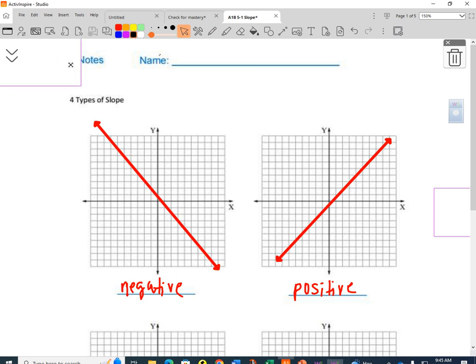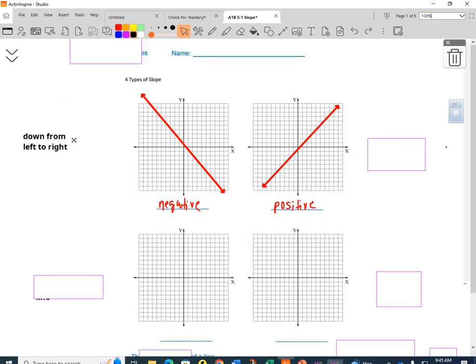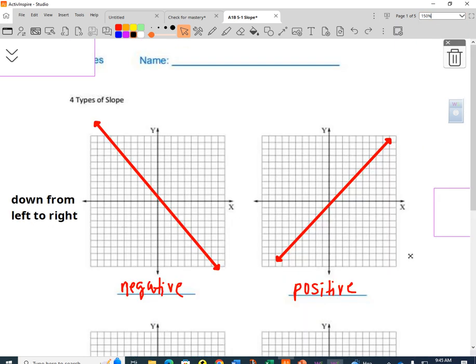Negative slope goes down from left to right. So down from left to right. What do you think a positive slope does? It goes up from left to right. That's right.